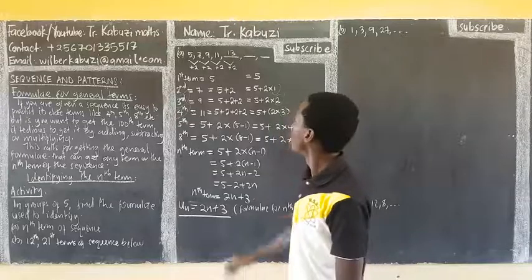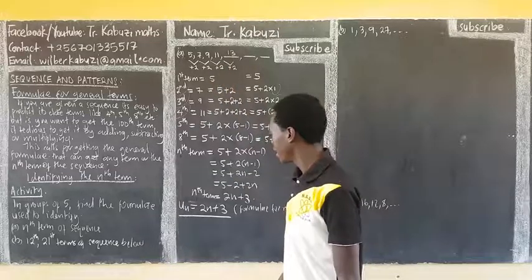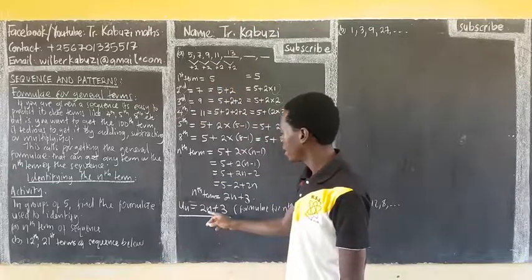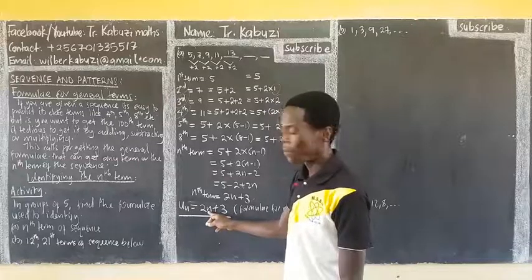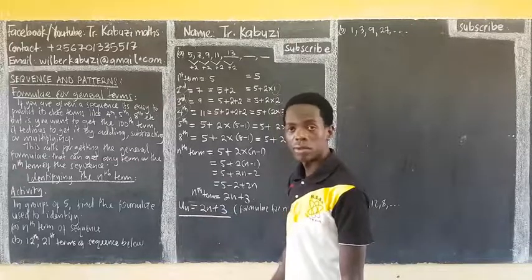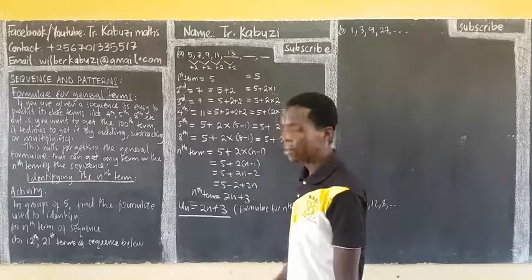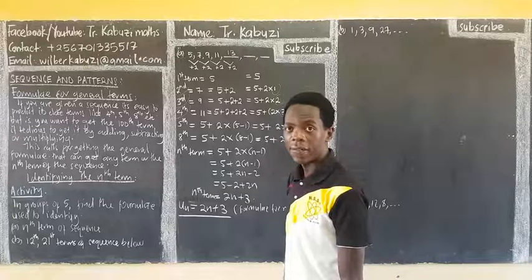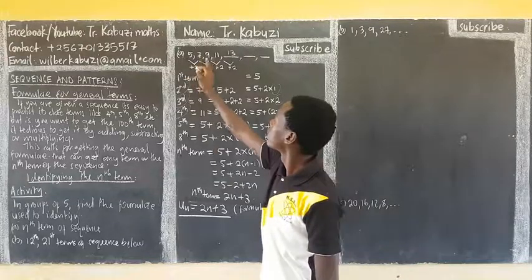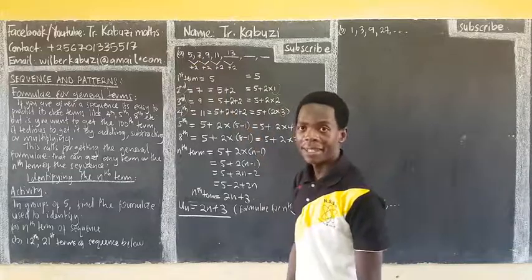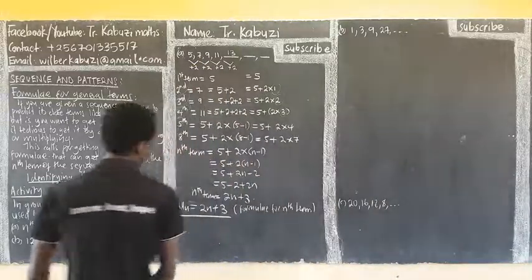I see that. Okay, let's try to get the fourth term. The fourth term, n will be 4. So we get now 4 times 2, 8. 8 plus 3, we get 11. Is it the fourth term? 1, 2, 3, 4. It's the fourth term. So you see? Okay, anyway, that's part A.